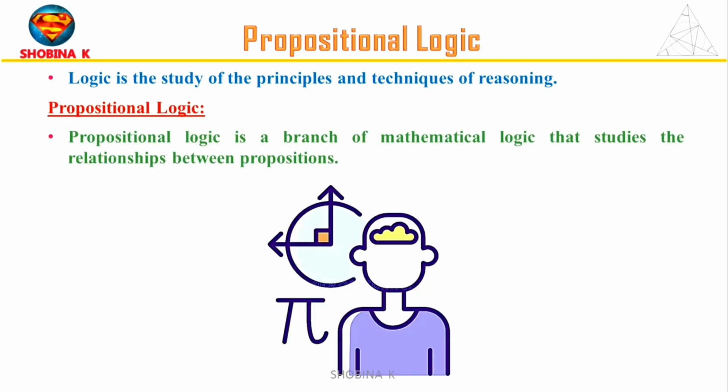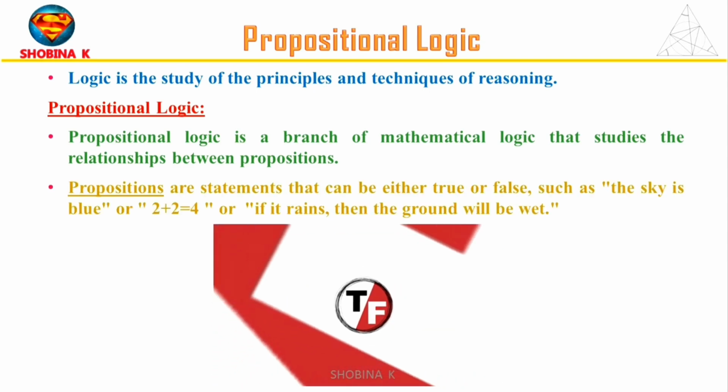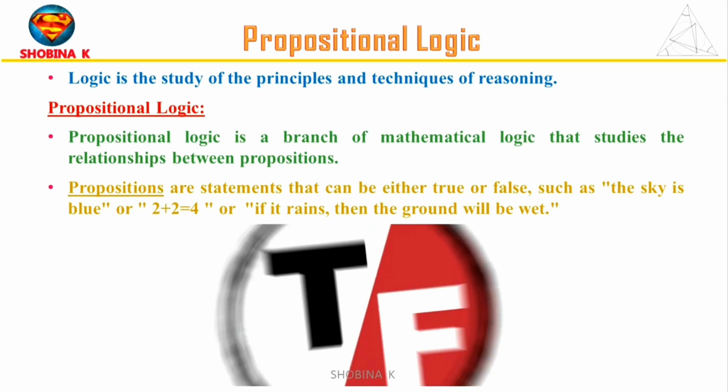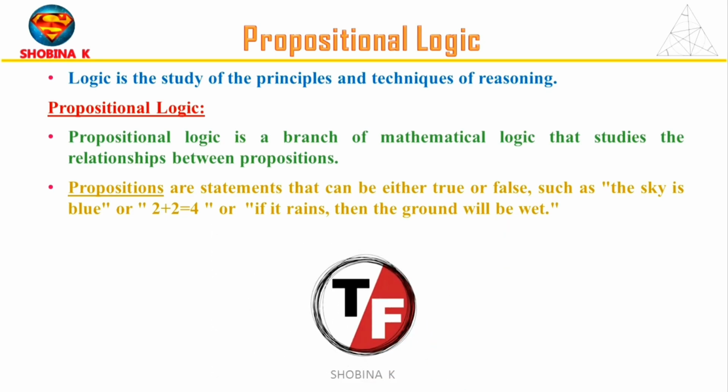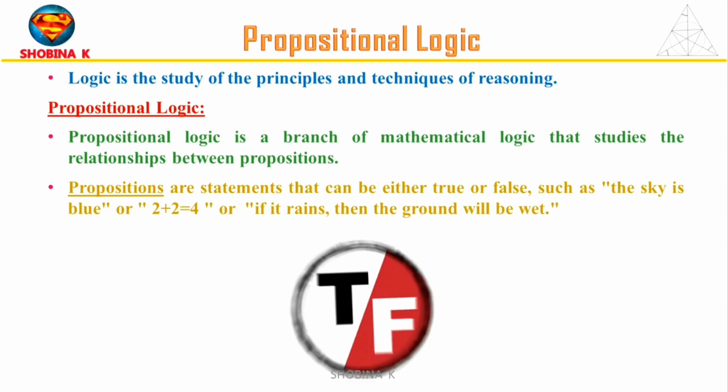Propositional logic is often called sentential logic or propositional calculus, which is a branch of logic that deals with simple statements or propositions. To be simple, propositional logic, which is a branch of mathematical logic, is all about studying the relationship between propositions. But what are propositions? Propositions are statements that can be either true or false. These statements can be as simple as the sky is blue or 2 plus 2 equals 4, or more complex like if it rains, then the ground will be wet.